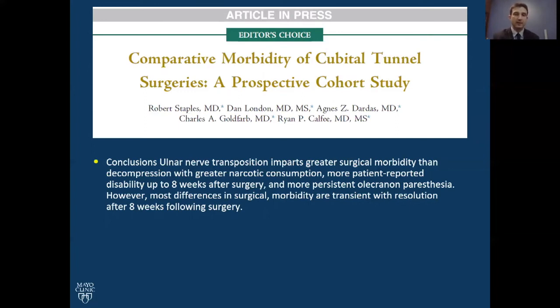So I think, again, in patients who have a more simple presentation, doing a simple in situ release is my preference. But again, in those more severe presentations with extreme atrophy, where you're considering augmenting your procedure with nerve transfers, or if the nerve is unstable to begin with, I tend to do a transposition.